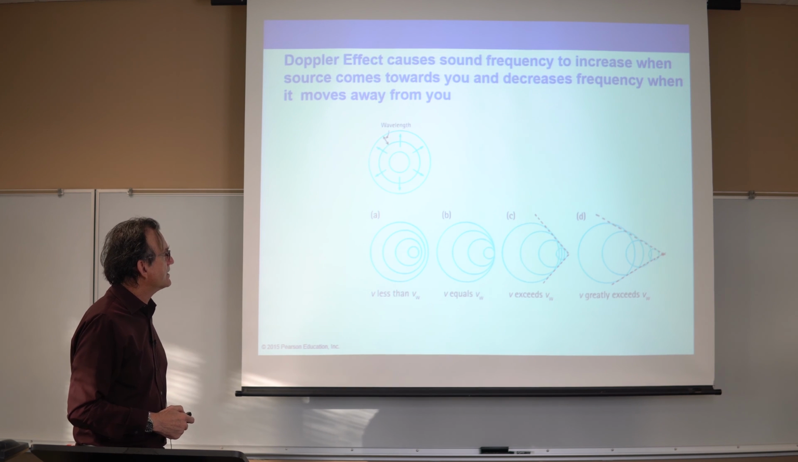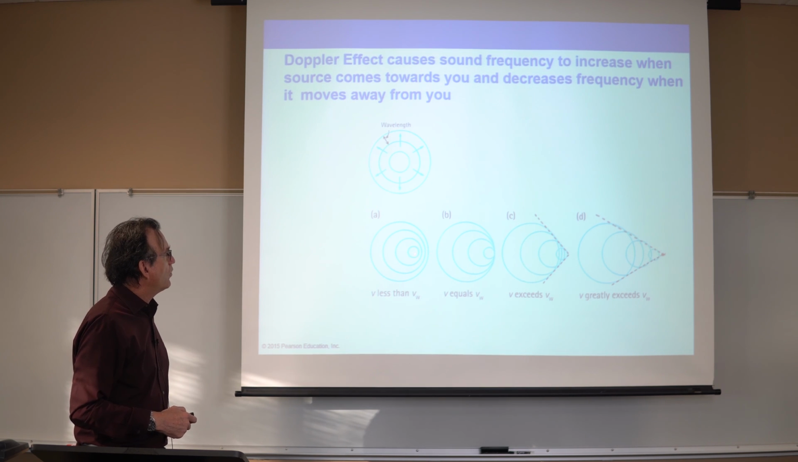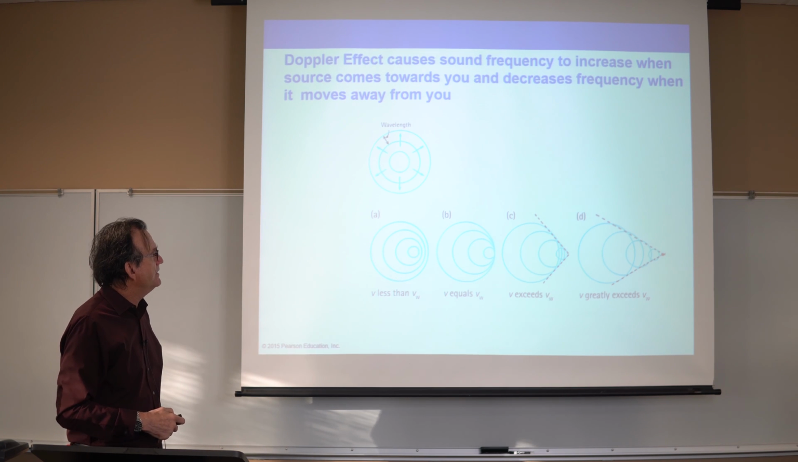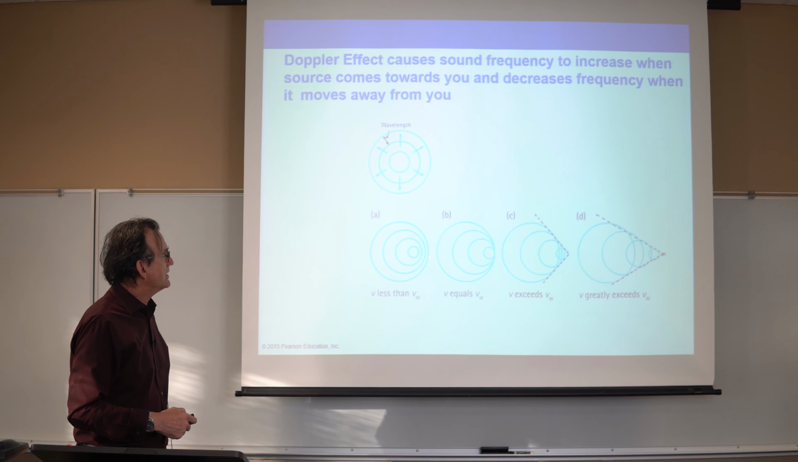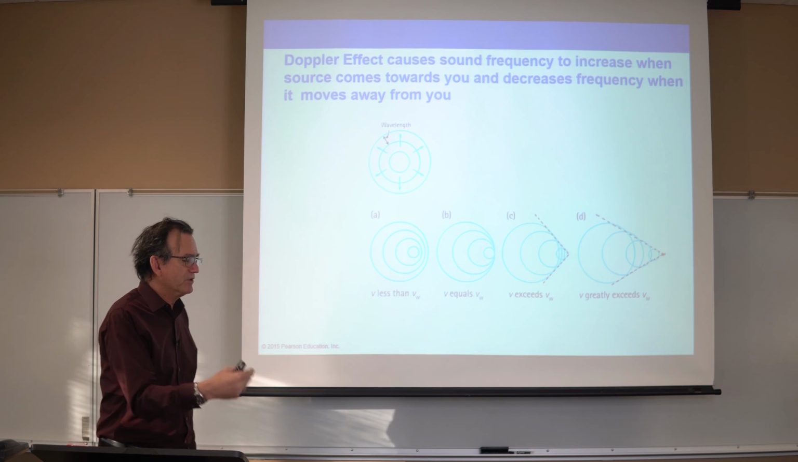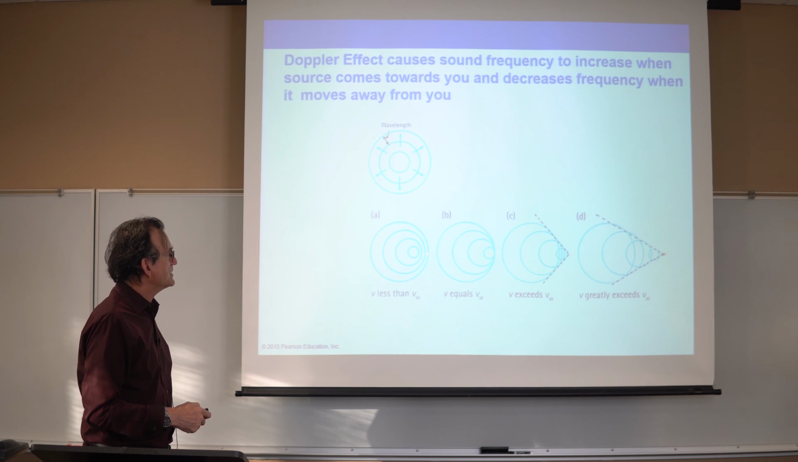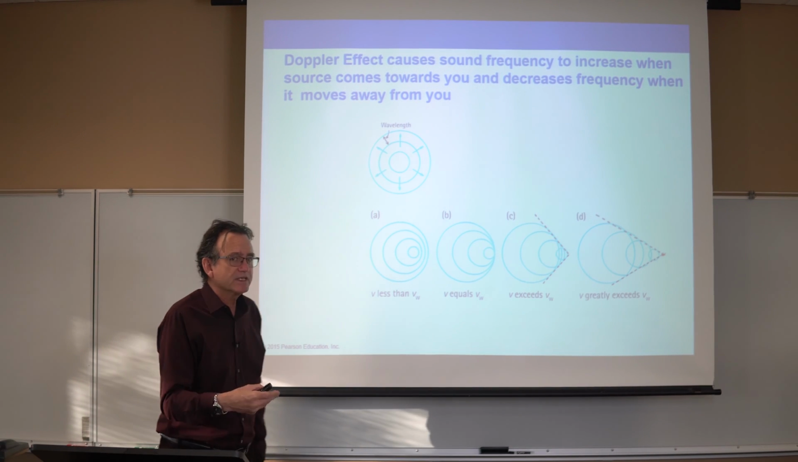Now imagine that instead the source of the sound is moving to the right while the sound is being produced. In that case, what will happen is that the compressions will be closer together, and the observer here will experience more compressions per second because they're more closely spaced. That is to say, their wavelength, the distance between compressions, is smaller, and he will experience that as a higher pitch sound.